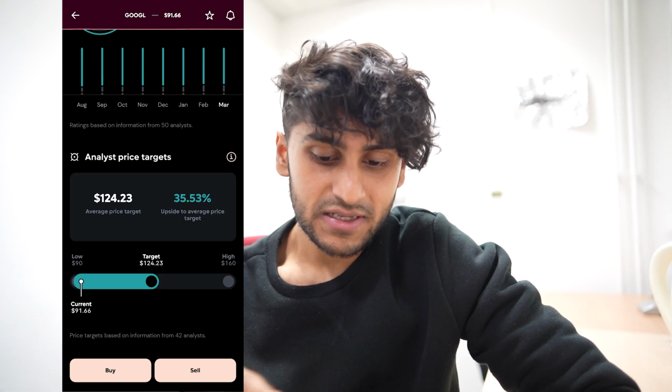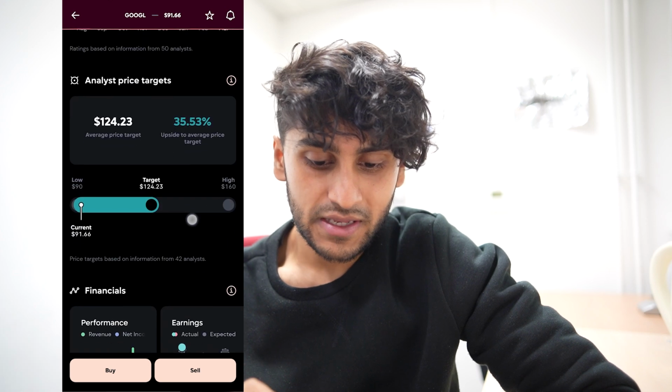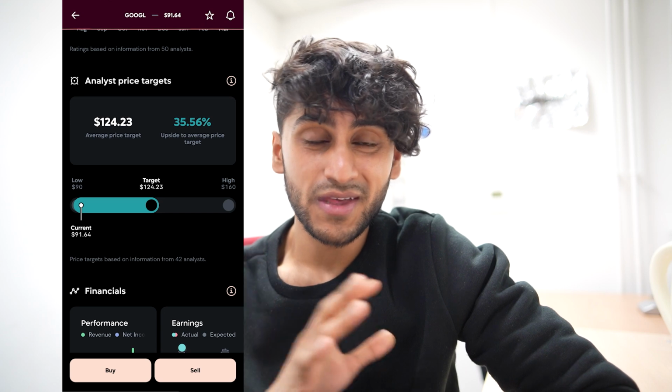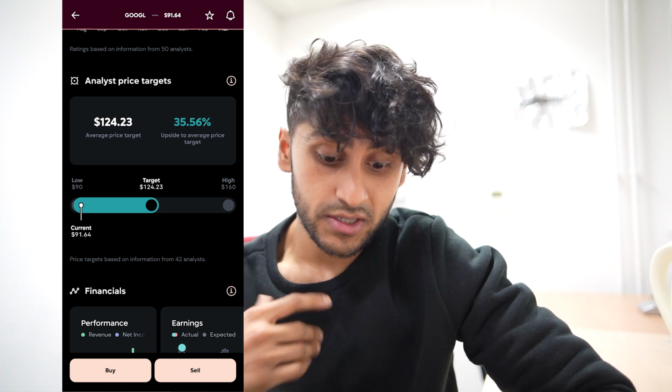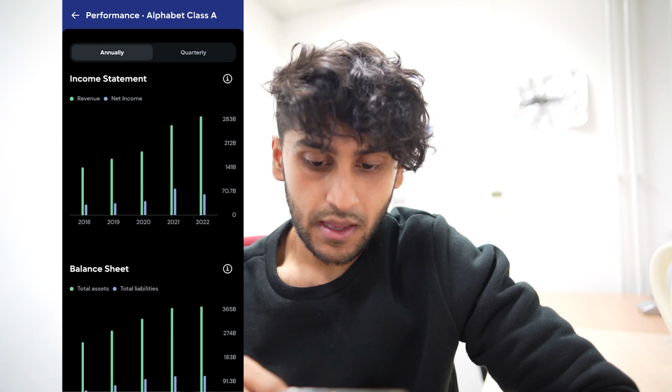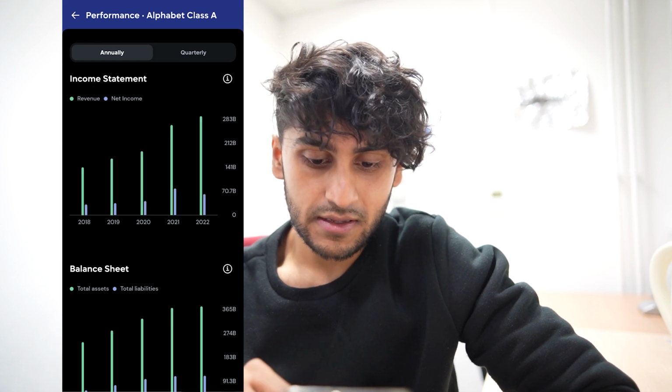You can also see the analyst price targets. Like I said, I wouldn't really go into too much of this unless I really knew what I was talking about and I compared it with other analyst information that I trust. You can see the financials of the company, so for example the income statement, and as you can see Alphabet has consistently increased its revenue.